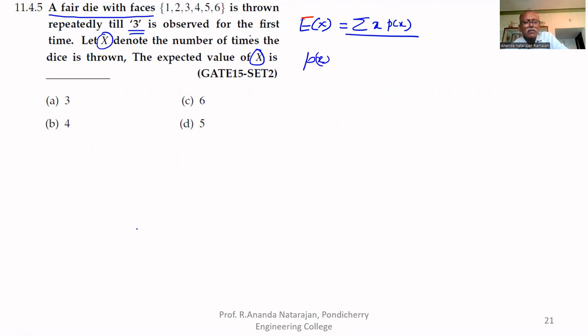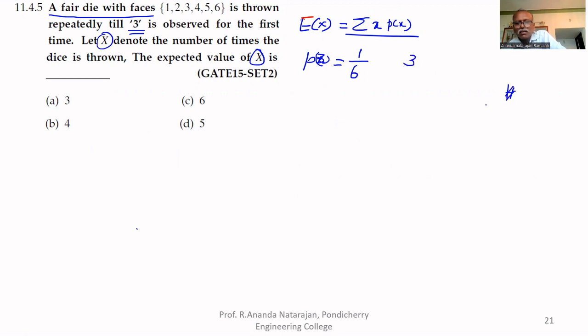If we get 3 the first time, 1 by 6 is the probability, because 6 faces are there and 3 is one of the faces. Therefore the probability of getting 3 is 1 by 6, the first time. Suppose the second time we are getting 3, this is the very first time we are getting 3.